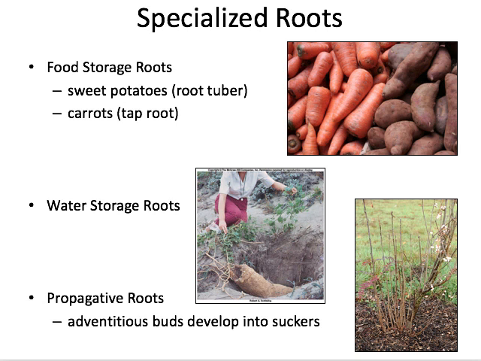Next, we've got propagative roots. This is going to be similar to what we saw with the quaking aspen and those root clones. This is where adventitious buds develop into suckers, and we can see clones of the parent tree growing off of the roots. A common fruit tree, such as plums or cherries, often produce these suckers.